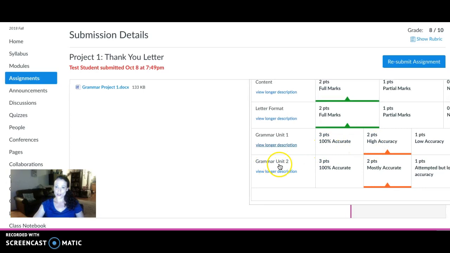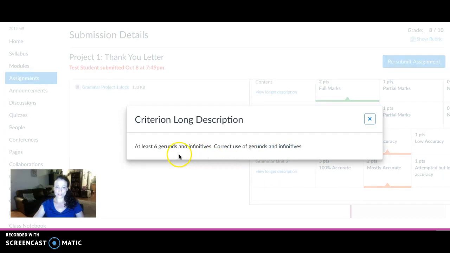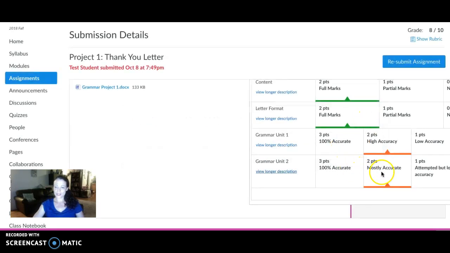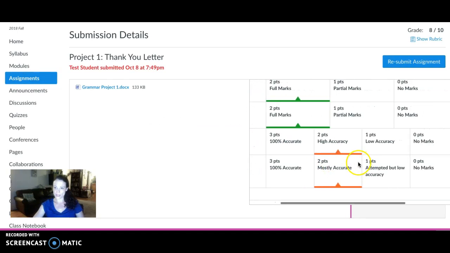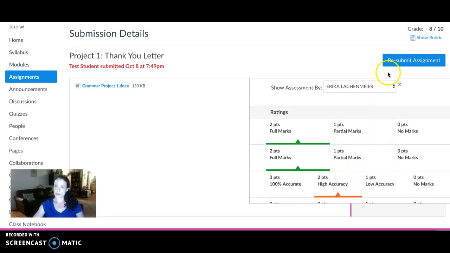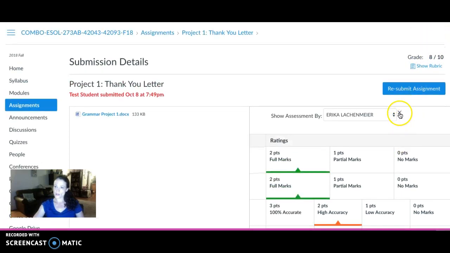And then grammar unit 2 was our next thing we studied, which was gerunds and infinitives. So for the assignment, I asked you to do at least 6 gerunds and infinitives. And then I look overall for correct use of gerunds and infinitives in the paper. So this person got mostly accurate, so they got 2 out of 3 points. So their total up here shows 8 out of 10 points. So I'm going to close that rubric.